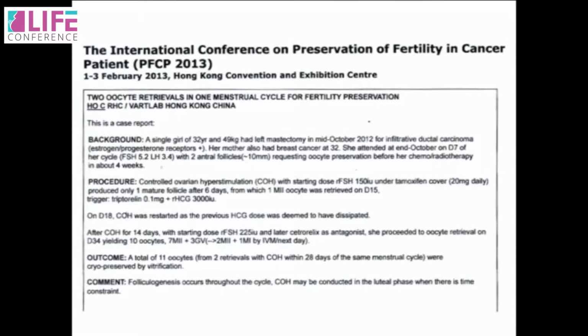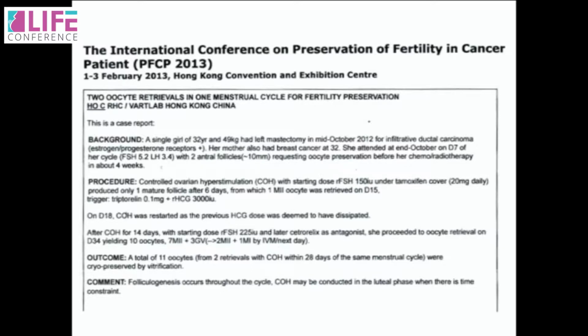So, in 2013, I sent in a poster on this, to a conference on preservation of fertility in cancer patients. And I titled it, 2 oocyte retrievals in 1 menstrual cycle for fertility preservation. And this is a case report.